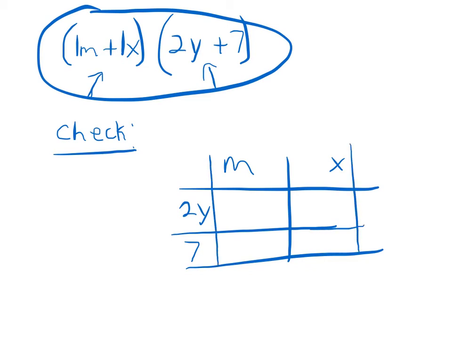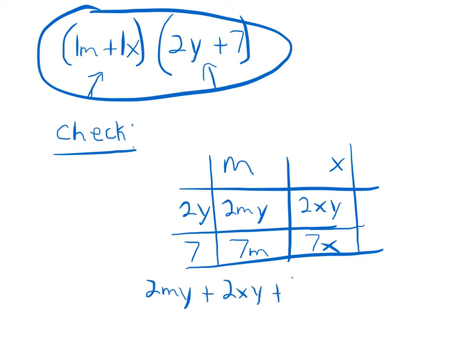If I multiply these, 2y times m would be 2my. Again, put those in alphabetical order. M comes before y. 2y times x would be 2xy. Again, put them in alphabetical order. 7 times m would be 7m. 7 times x would be 7x. And then you could just rewrite it where you have your 2my plus 2xy plus 7m plus 7x.